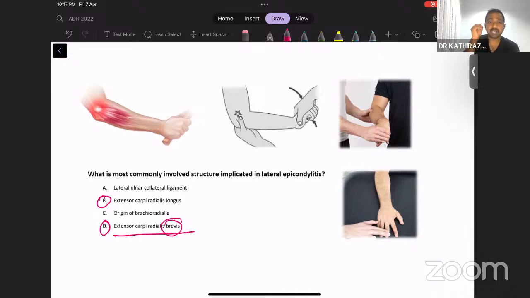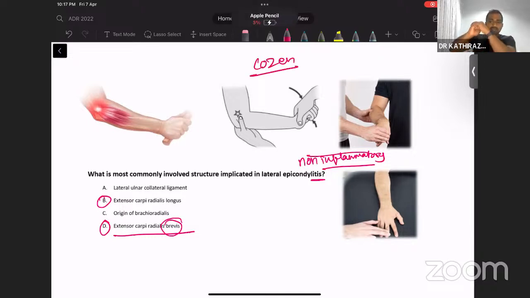And remember, lateral epicondylitis, tennis elbow, is not an inflammatory condition, despite ending with the word itis. It is a non-inflammatory condition, which means there won't be any inflammatory cells in pathology. And what is this test? Cozen test. What is Mills test? Stretch and then ask the person whether they are having pain. That is Mills test.